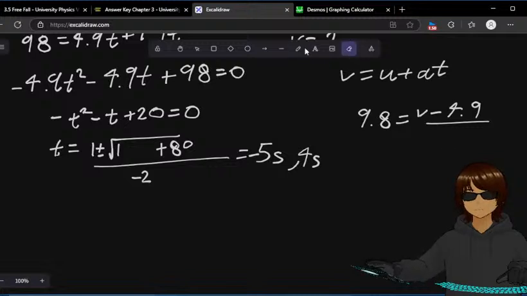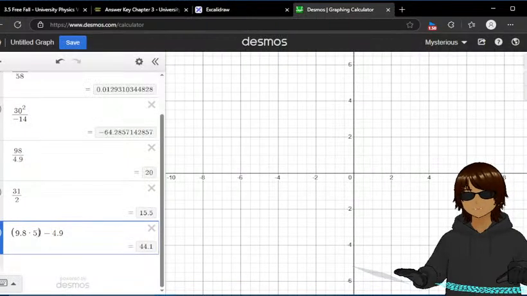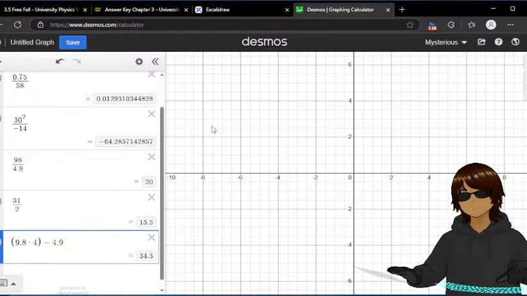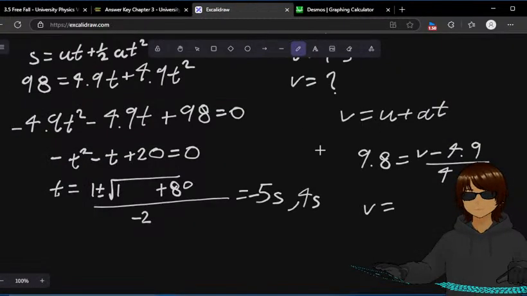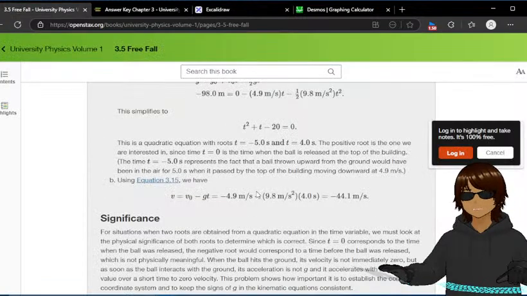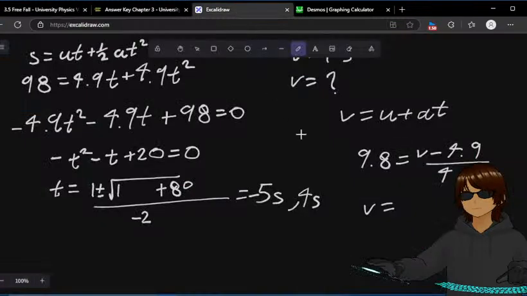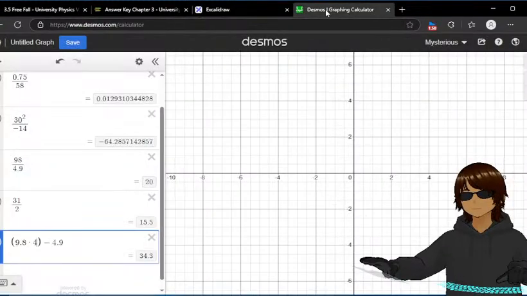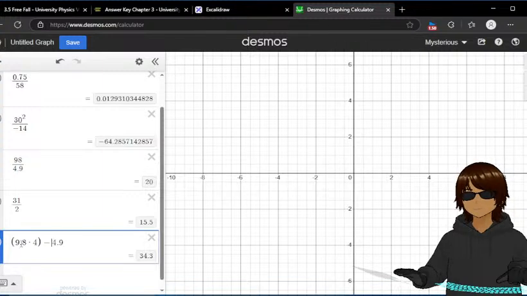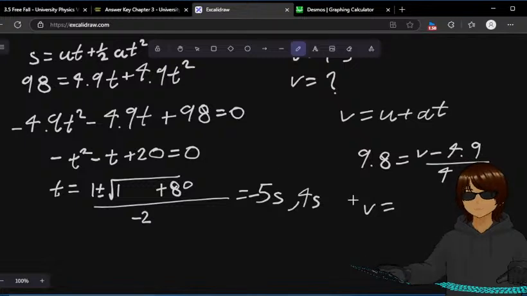And so if we multiply it by 5, we get an even worse answer. So 9.8 times 4 plus 4.9, which is 44.1 meters per second.